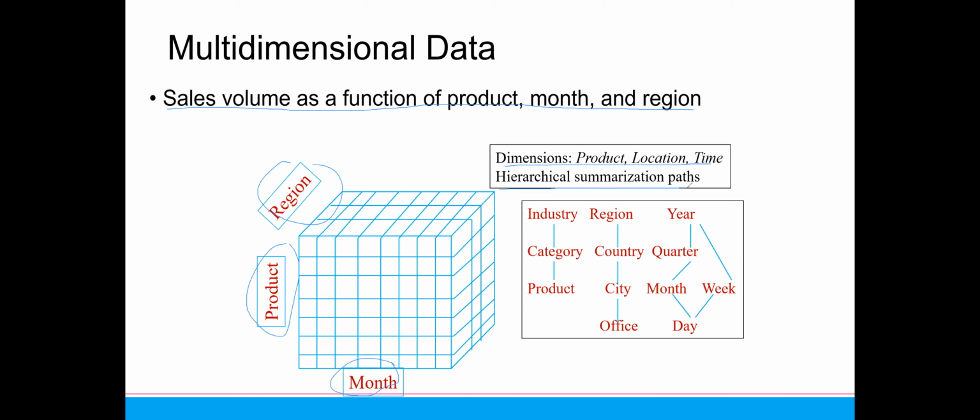And for the hierarchy, we can make the summary. For example, I want to know the product, and then I want to know the category and what is the industry. Or if you want to deal with the region, it can be summarized with the hierarchy: country, city, and office. For the time, we can have the year and then decrease to quarter and then go to month, or from the year, we want to check the week, and finally, we want to look at the day.